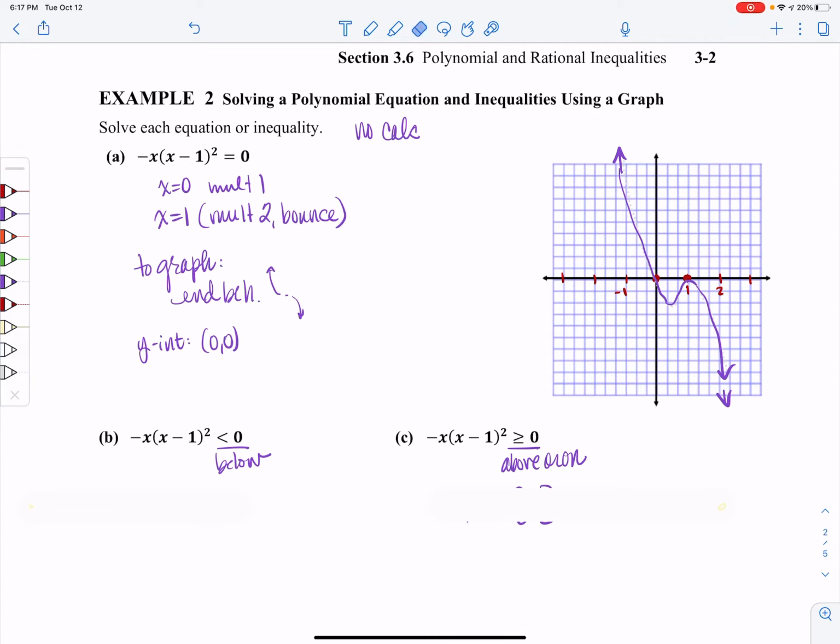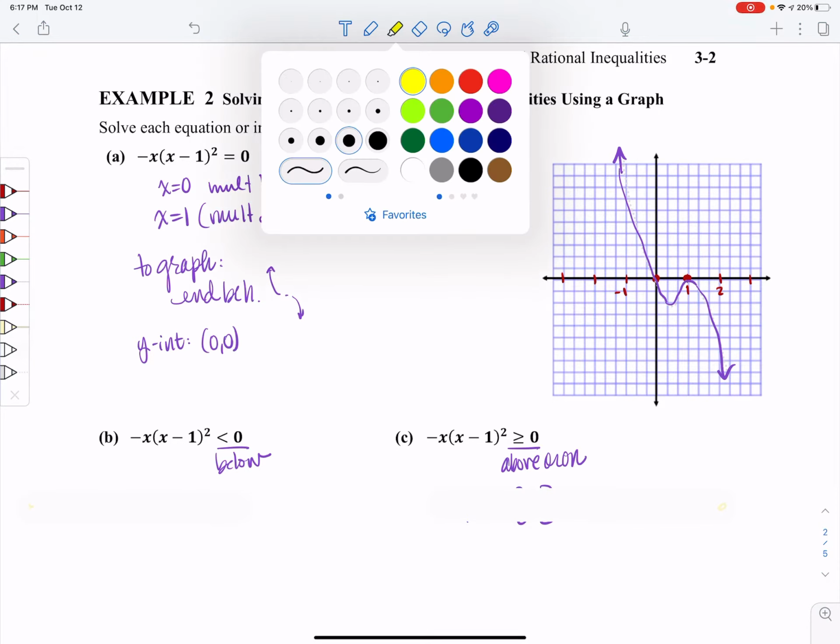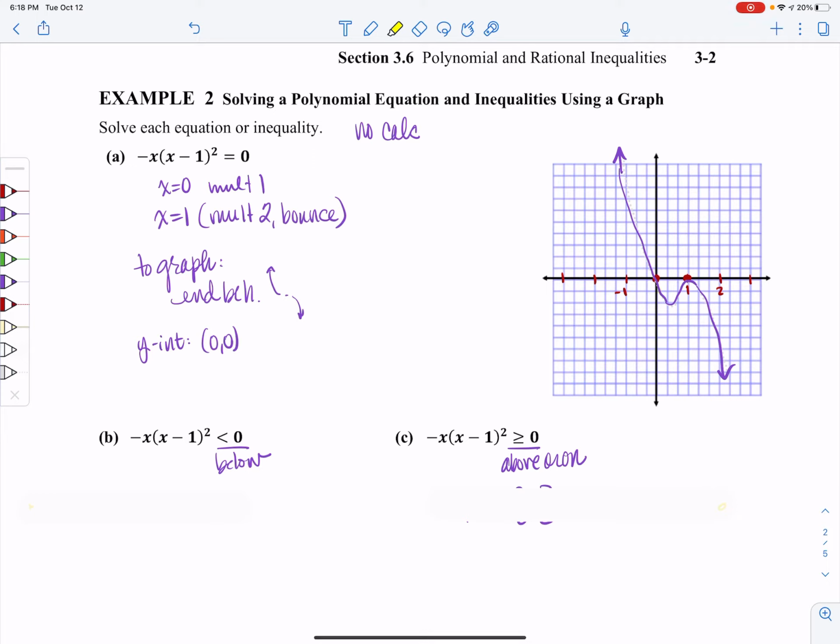When we look at part B, our solutions here, notice that it's asking us for everything below the x-axis. Let me get a highlighter here. Below the x-axis is going to be this piece, as well as this piece here. All of this is below the x-axis. And so that's going to be from 0 to 1 and from 1 to infinity. I'm not including the 1 because there it's not below, it's on the x-axis.